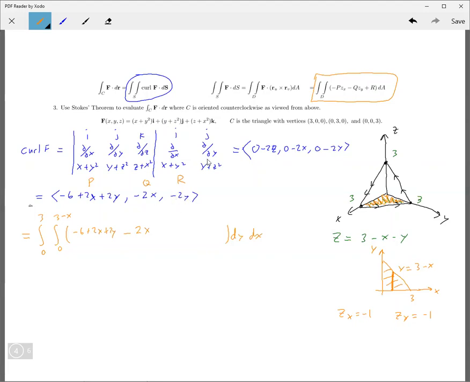And then we have plus R, so that's minus 2y. Okay, and so, wow, this is nice. The 2x and that 2x cancel, and that cancels, and that cancels. Wow.